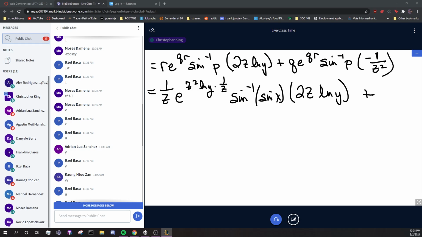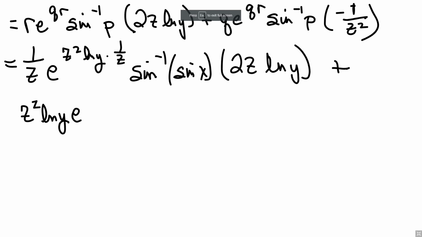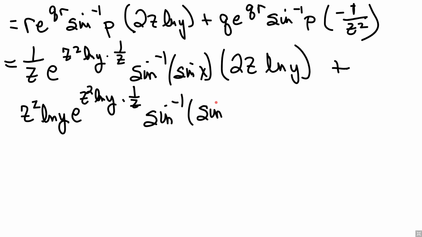Plus, next piece is going to end up being z squared times the natural log of y times e to the z squared natural log of y times 1 over z times the sine inverse of the sine of x times negative 1 over z squared.